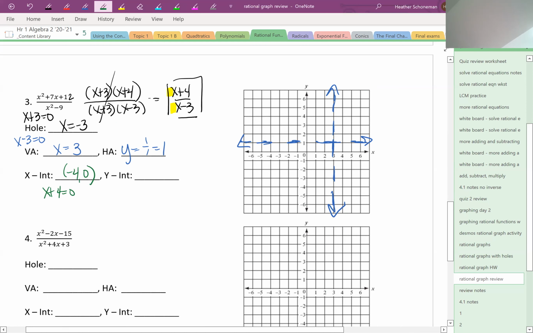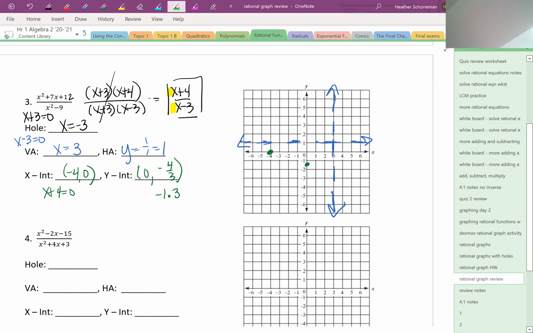The y-intercept is when you plug in 0 for x and they go away, so I get 0 equals -4 thirds. Again, if you need that as a decimal in your calculator, do 4 divided by 3. So I've got -4, 0, and 0, -1.3. Now, before I draw these in, we got to stop on these. Let's think about where the hole is. The hole is at -3, so it's going to be somewhere along that line.